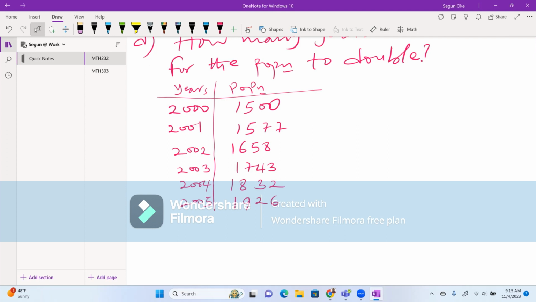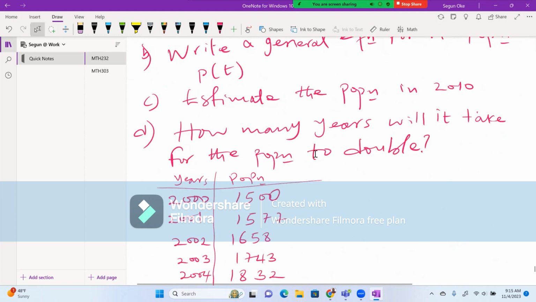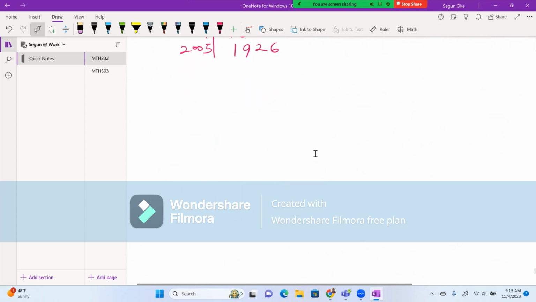Don't forget, we have the general method. This is our general model. In your paper, I've seen this question before several times. So please don't joke with that. Go and study it very well. You will see it there.